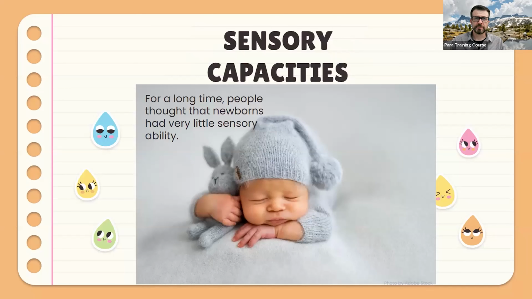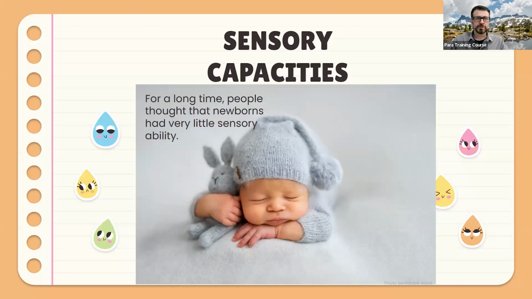Okay, we'll be talking for a moment about sensory capacities of developing children. For a long time in the history of science, people thought that newborns had very little sensory ability. If you do a number of at-home tests, like dangling keys in front of an infant, they may not appear to be focusing on the keys. They might appear to be interested, but maybe they're not. You're not convinced that they're focusing on them.